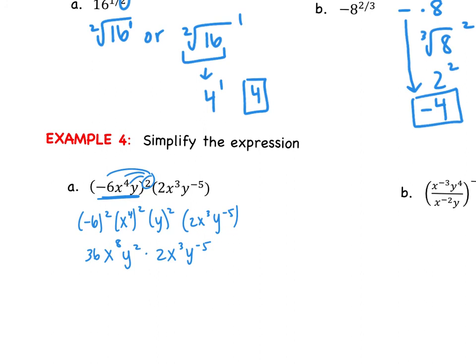Now we're going to combine like terms. 36 times 2 gives me 72. X to the 8th and x to the 3rd. I have 11 x's total. So here, same base. I can add the exponents because there are 11 of them total. For the y, you're going to add the exponents again. 2 add -5 is -3. You cannot leave a negative exponent. That negative exponent will go in the denominator. We get 72 x to the 11th over y to the 3rd.